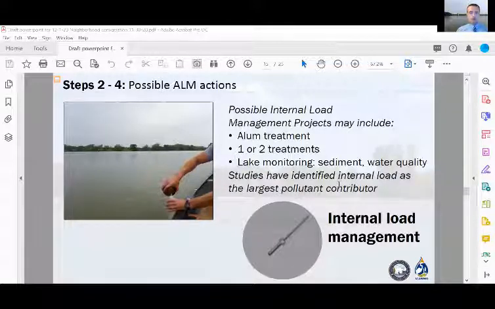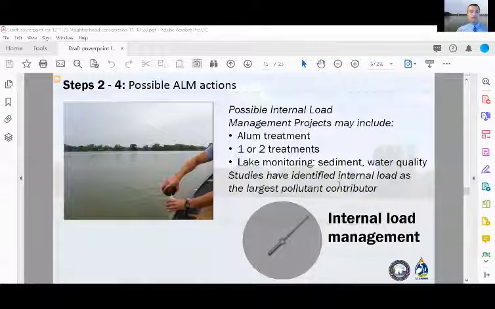There could be multiple treatments, one, two, or even more treatments of alum, as possible projects for the internal load category. And also importantly, a monitoring program to set benchmarks for what we need and how we want to set a dosing for these possible treatments, and also to gauge the treatments as we go so that we're not overdosing and we can alter the timing of the dosings.